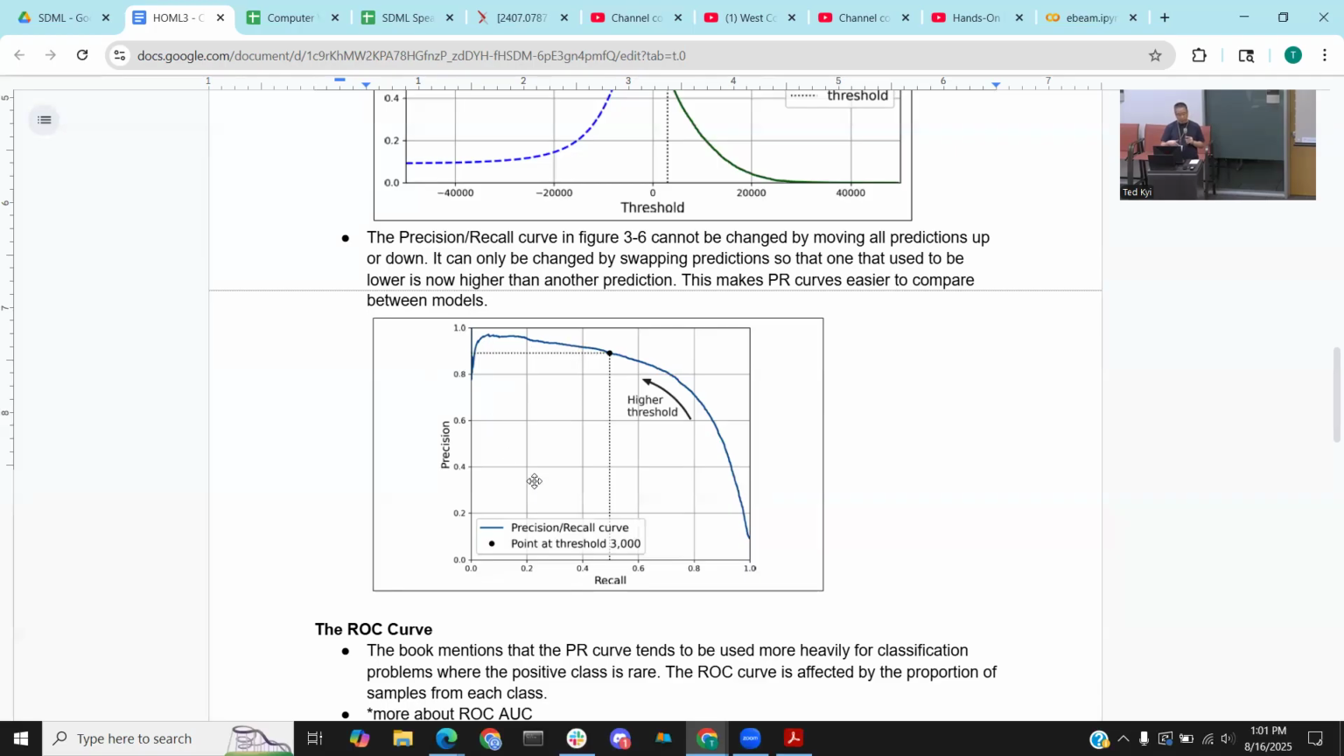And depending on your particular problem, lately I've been working on a bunch of problems where we're really focused on recall. We don't want to miss things. So I'm focused on the shape of the curve in the lower right corner. And the steeper it is up here, the better.